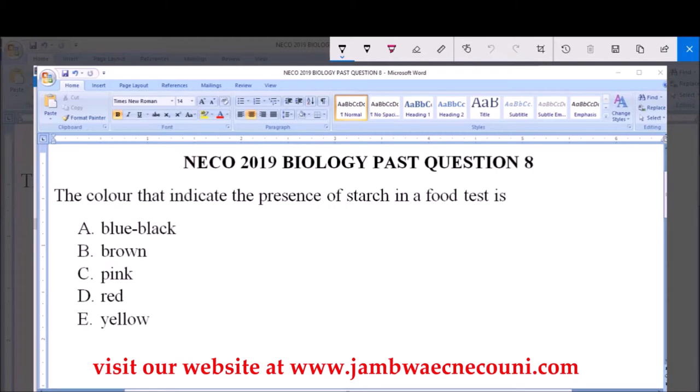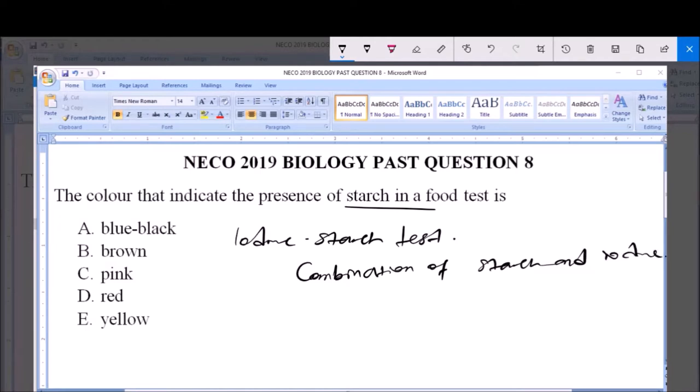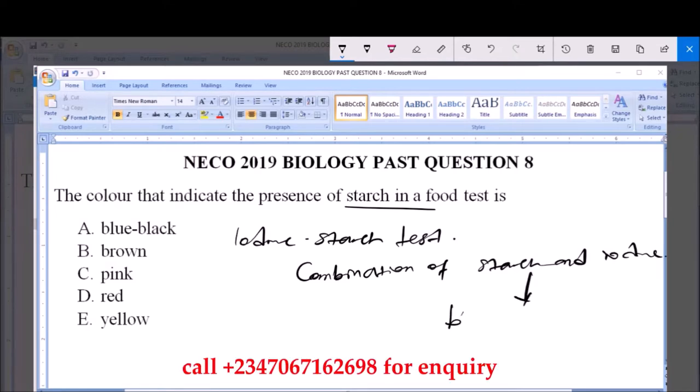Now, to test for starch in a food, we use the iodine starch test. The iodine starch test is used to test for starch in a food, and this is done by a chemical reaction involving the combination of starch and iodine. Now, when you combine starch and iodine, there will be a resulting blue-black coloration. So, a blue-black color will be seen.